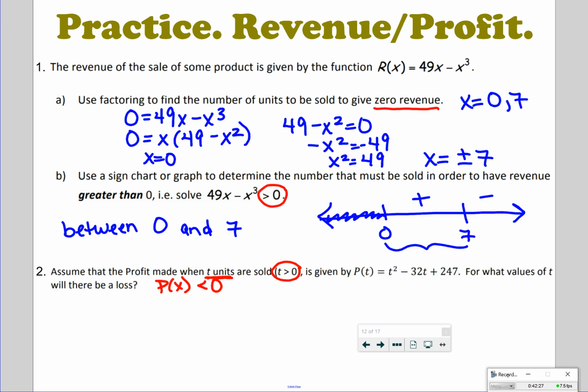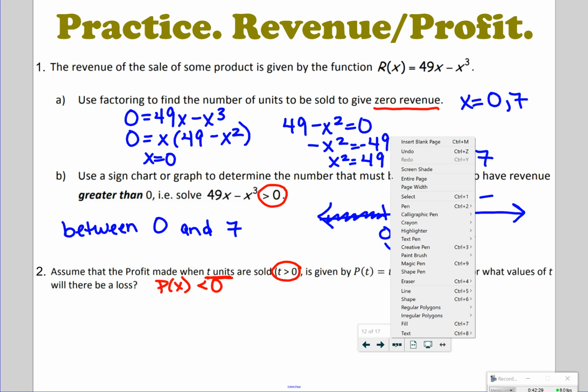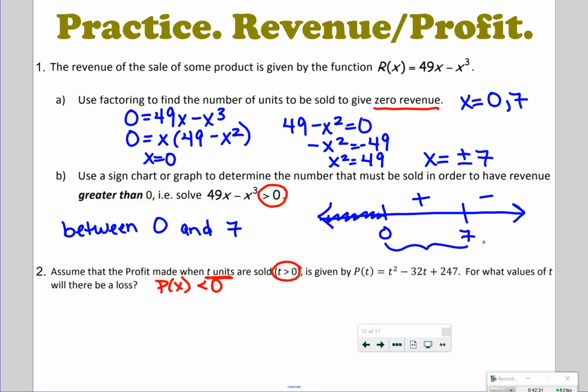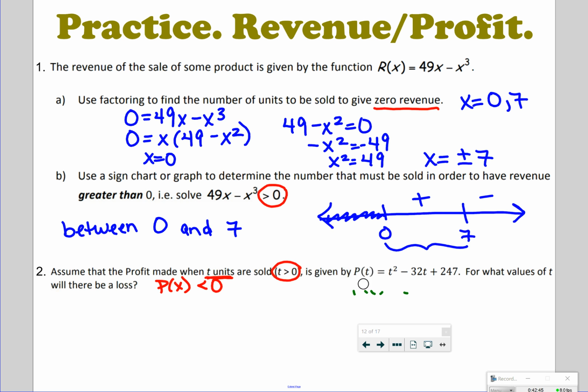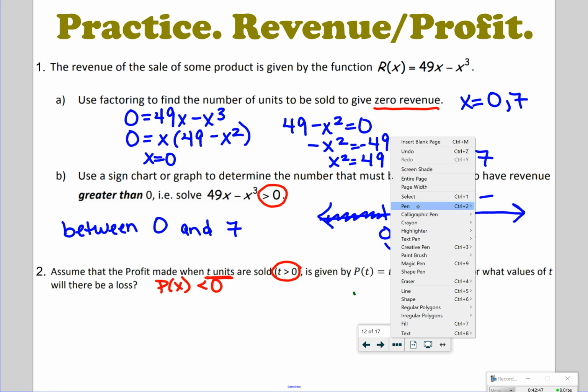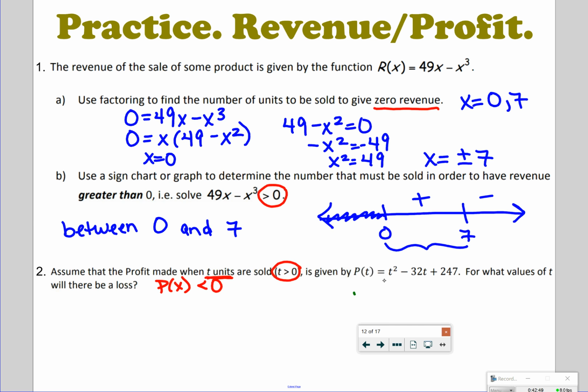Okay, let's look at question number 2. Here we wanted our profit to be less than 0 for it to be a loss, so we'll say P of T is equal to... actually, instead of rewriting that whole thing, let's just say that function is our profit function here. So t squared minus 32t plus 247, that calculates the profit, and we want it to be less than 0 to show a loss.